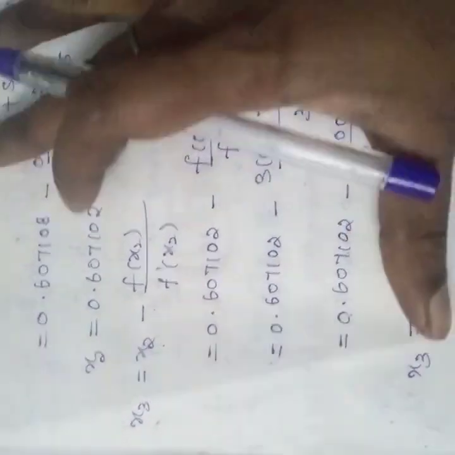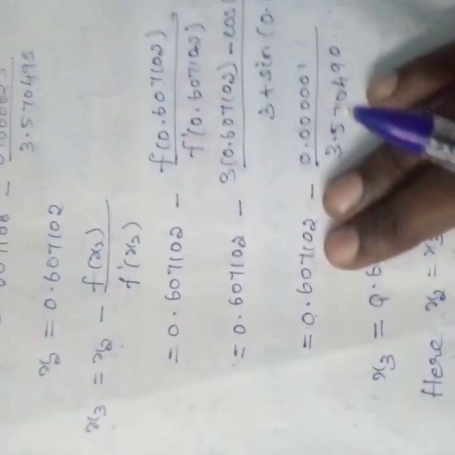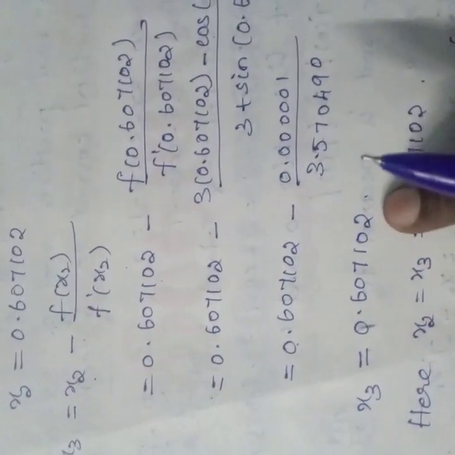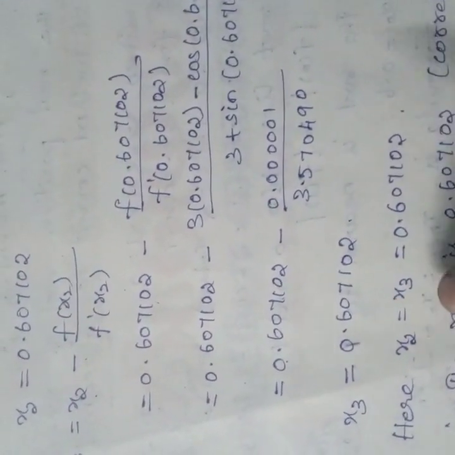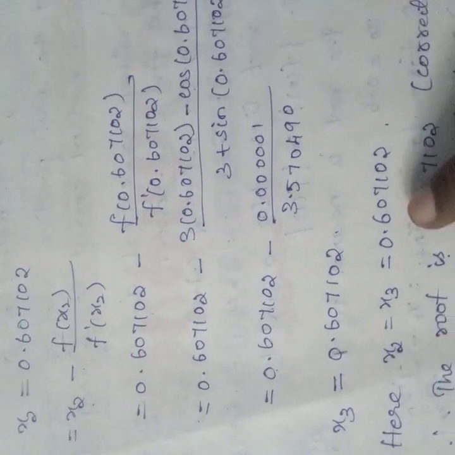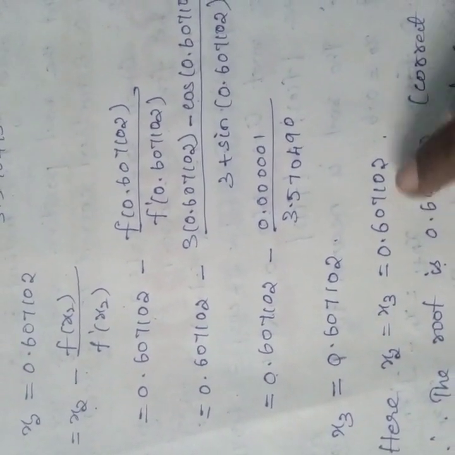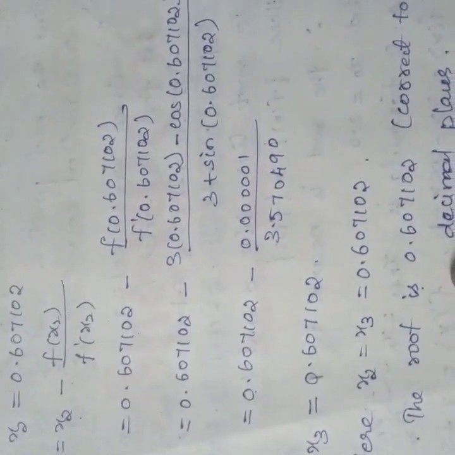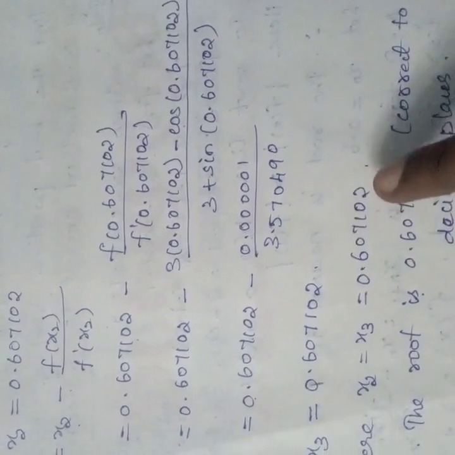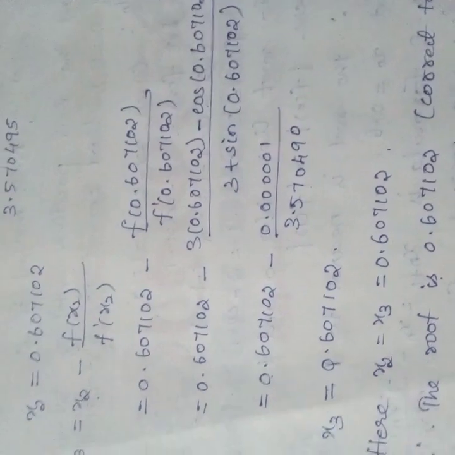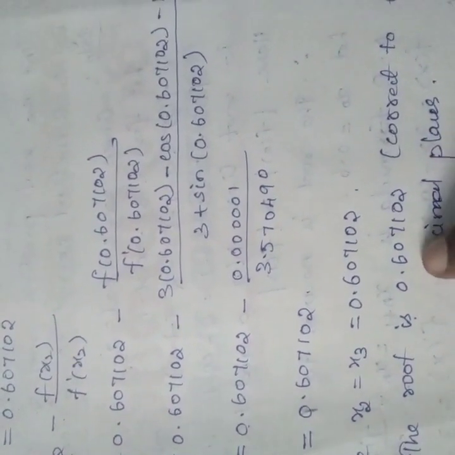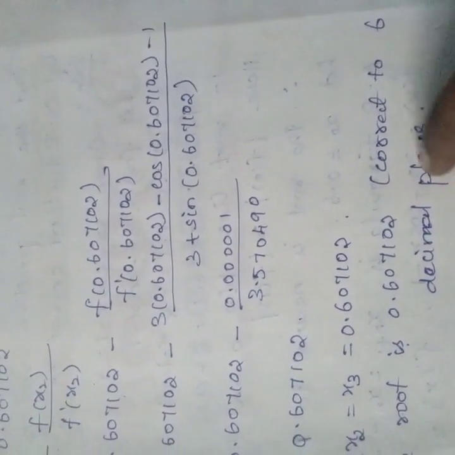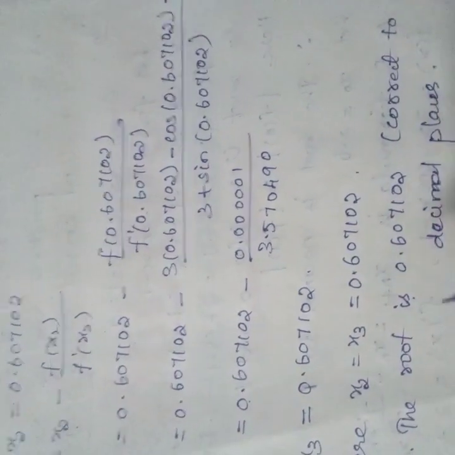That means we reach our convergence. We reached the convergence. x2 is equal to 0.607102, and x3 also is the same answer. Therefore x2 is equal to x3, the same answer, 0.607102, correct to 6 decimal places. Therefore our root, our answer, lies between 0 and 1, which we already knew from the start. So now our answer is 0.607102, and within brackets you must write correct to 6 decimal places. Okay, thank you students.